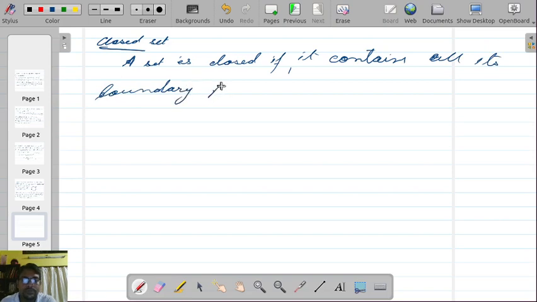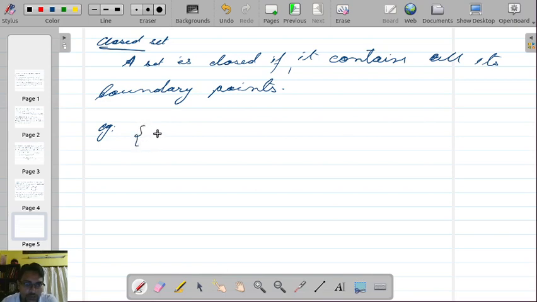Boundary points, right? So let us see some examples where we can get an idea about these boundary points and all.